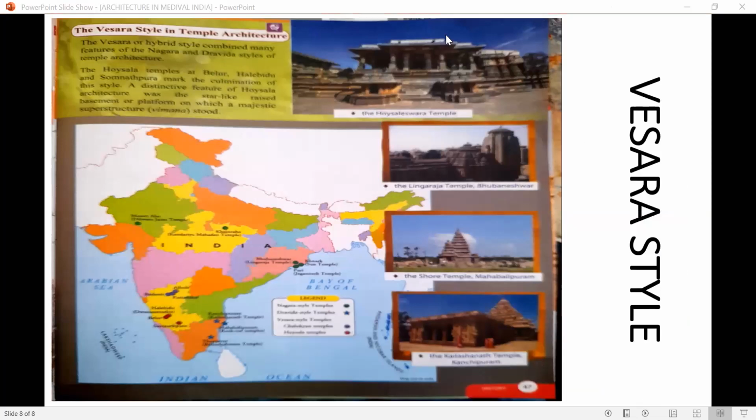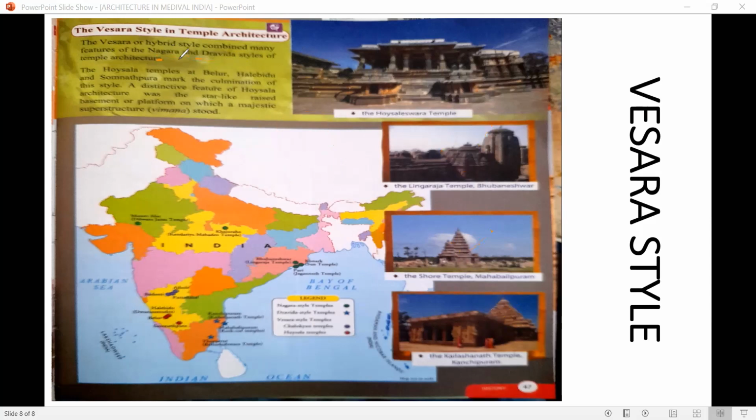So we have the Vesara style in front of us. The Vesara style is a hybrid style, combining many features of Nagara and Dravida style. If we discuss the Nagara, we have this type of thing in Bhubaneswar. And the Shore Temple, sorry, we have this one in Kanchipuram. So these are all mixed. These are of Vesara style, and Vesara actually means the mix of Nagara and Dravida.